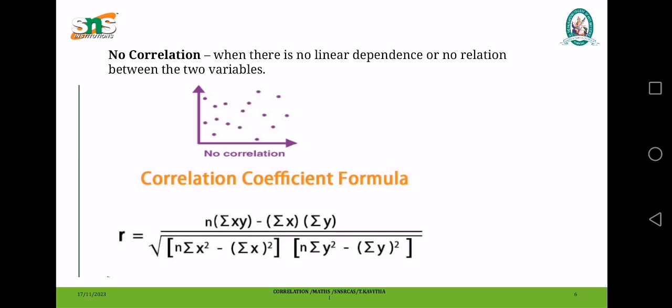6 into 1312 minus 56 into 112, divided by root of 6 into 656 minus 56 whole square, into root of 6 into 2624 minus 112 whole square. We get 1.0001. The gamma value is 1.001, that is approximately equal to 1. Therefore the correlation coefficient between x and y is perfect positive correlation.